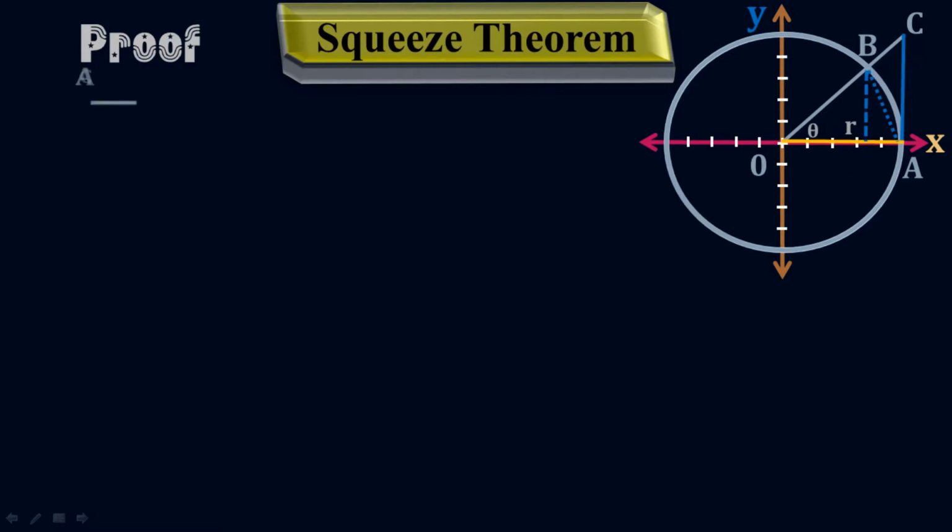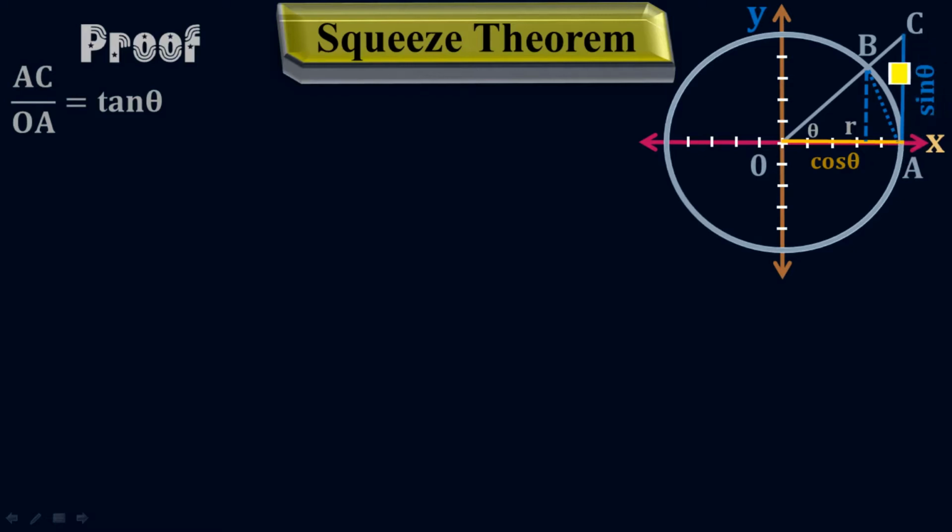Now we know that AC over OA equals tangent theta, because look, OA is cos theta along the x-axis and AC is sin theta along the y-axis. What is tangent theta? Tangent theta is sin theta over cos theta. This AC is my sin theta. This OA, from here up to here, is my cos theta. Look, in polar coordinates, the x-axis is cos theta, the y-axis is sin theta.